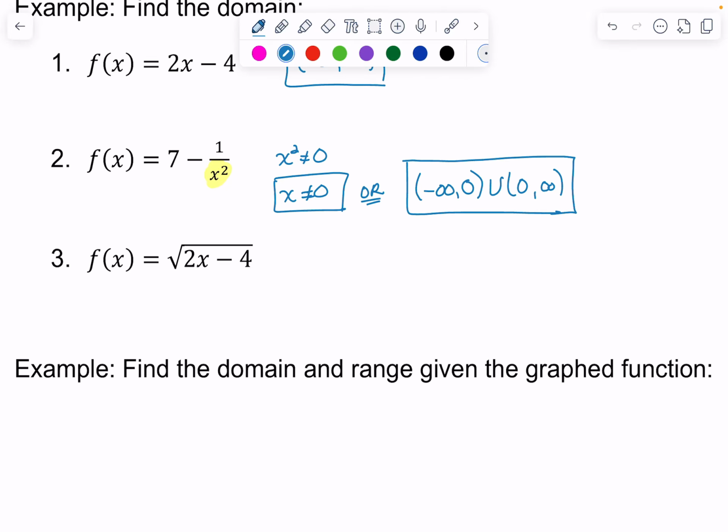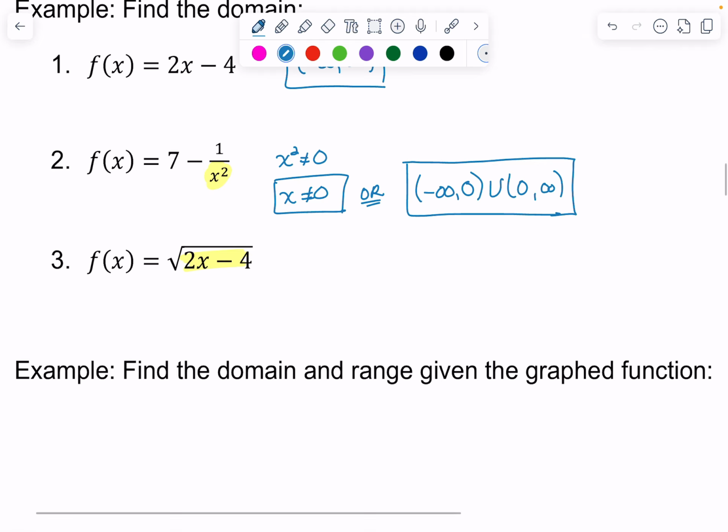Number 3, f of x is equal to the square root of 2x minus 4. So here what we want is we want this argument, the thing inside the square root, to be equal to or greater than 0. It can't be negative because I can't take the square root of a negative number. If you're not sure you believe me, go and try it on your calculator.